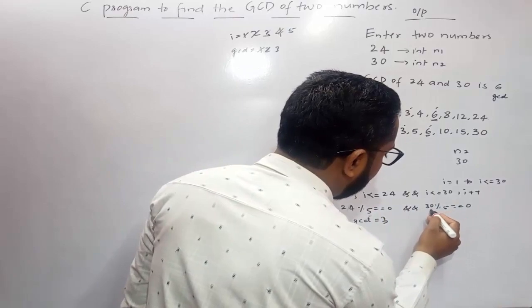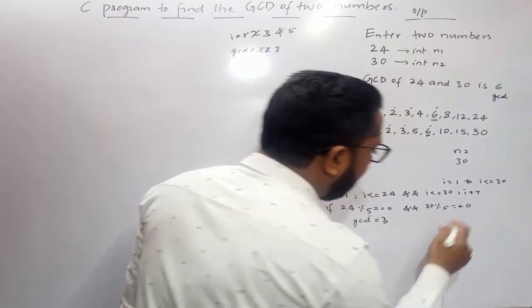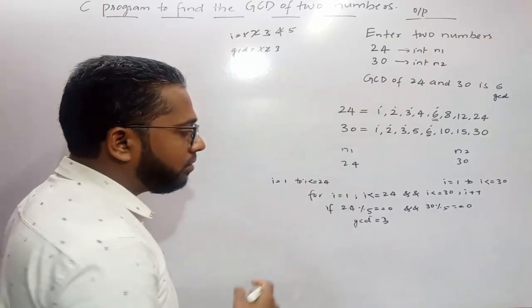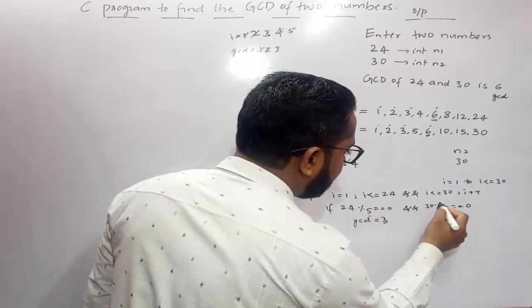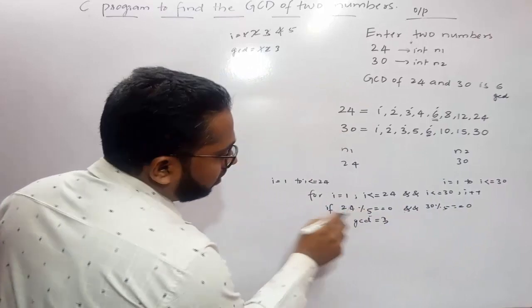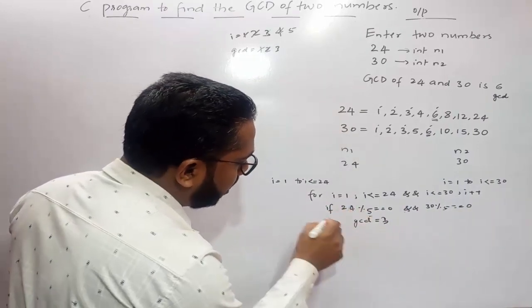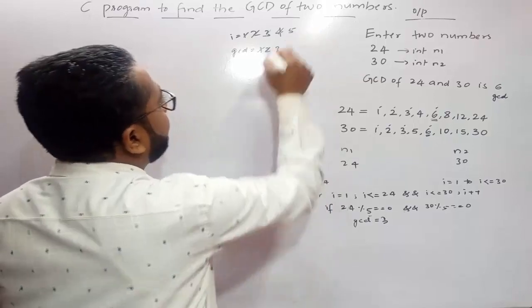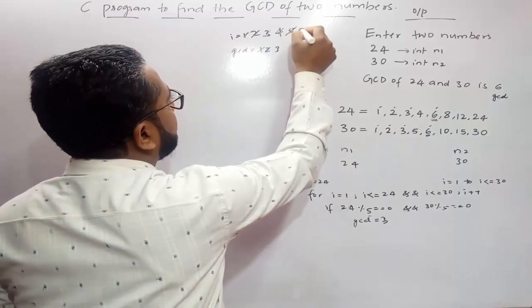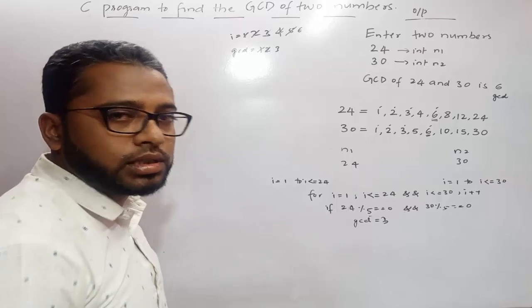When I perform 30 mod 5, I will not get any remainder. I will get 0 as the remainder. But here you can see this condition is not getting satisfied, and this condition is getting satisfied. That's why control will not come inside the if, it will come outside the if. Now again the I value gets incremented by 1, and now I becomes 6.